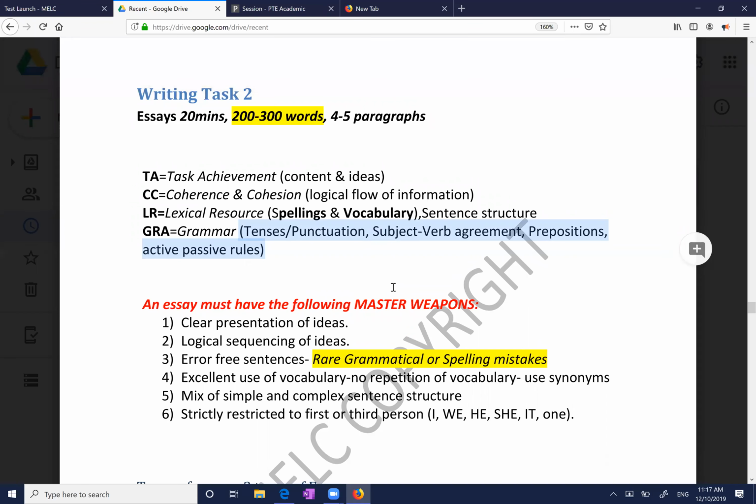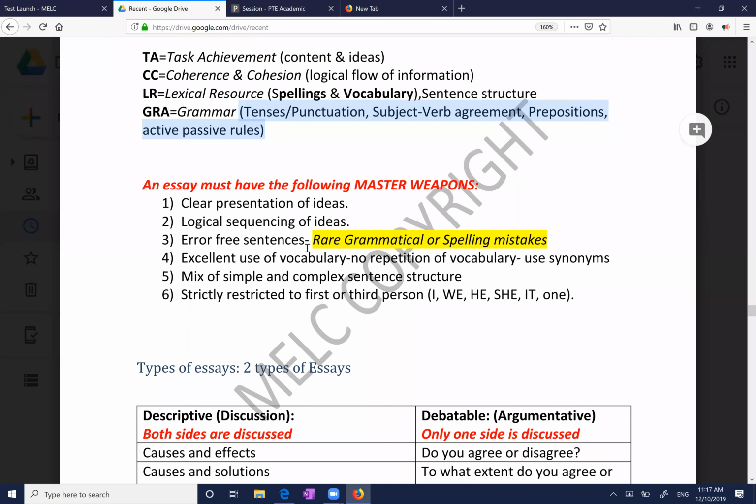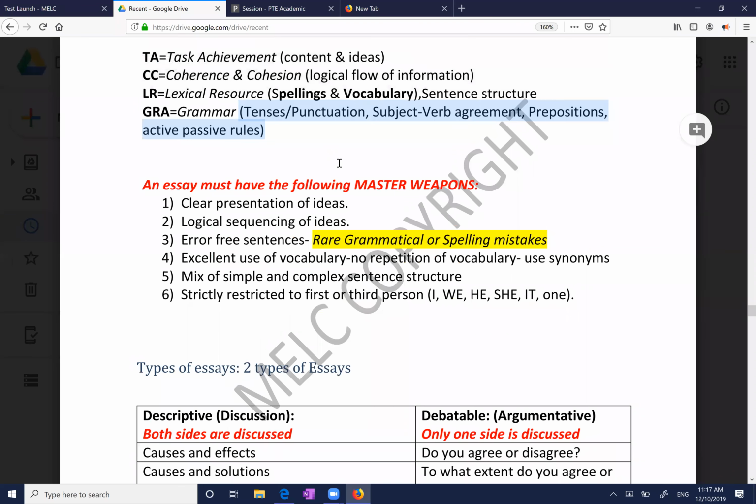Coming down, an essay must have the following master weapons. Number 1, clear presentation of ideas, means you should have clear ideas written there. Number 2, logical sequencing of ideas. Now, clear presentation means if you have written a sentence, you should be able to explain it. Logical sequencing means you should have a proper structure of a body paragraph or a sentence. So if you say that there are advantages, then you should be able to support yourself. So that is called logical sequencing.